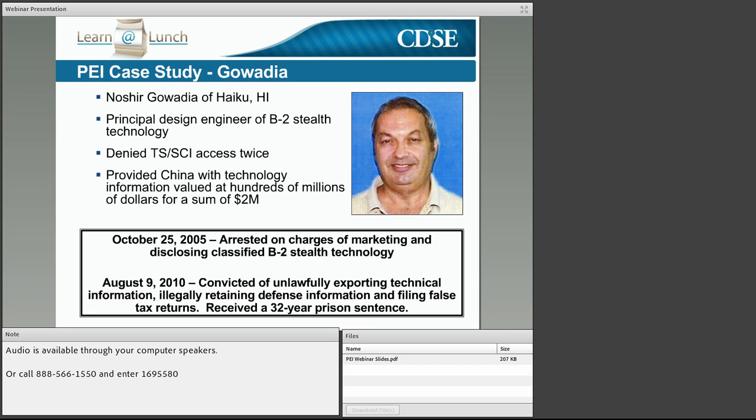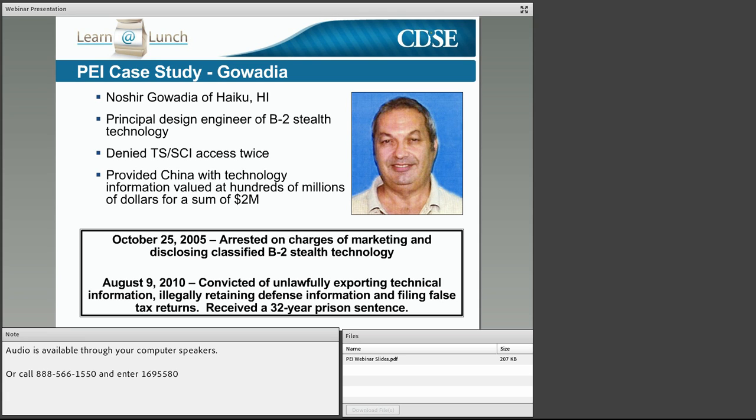In August 2010, he was convicted of unlawfully exporting technical information, illegally retaining defense information, and filing false tax returns. He received a 32-year prison sentence. From 1968 to 1986, Gawadia was a contractor and a designer of the B-2 stealth bomber. As one of the principal designers, he conceived and conceptually designed the B-2 bomber's propulsion system, enabling the B-2 to fly virtually undetected by heat-seeking missiles. He also developed stealth cruise missiles and referred to himself as the father of stealth technology.